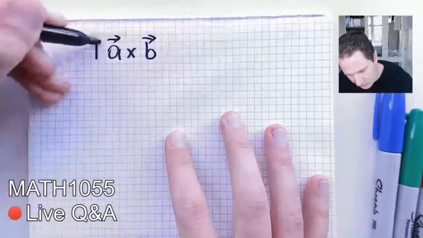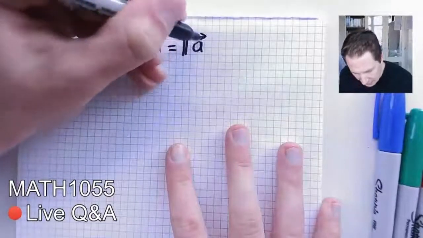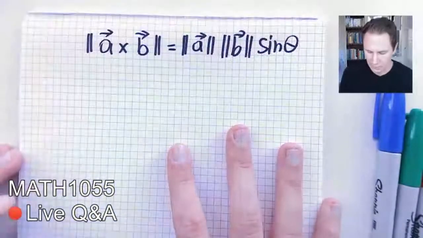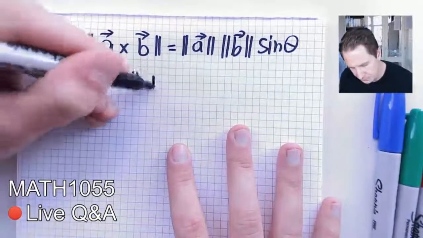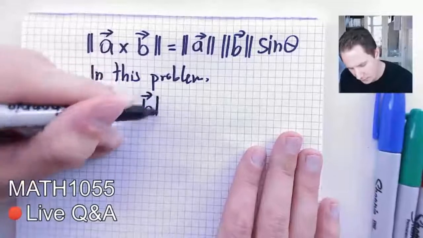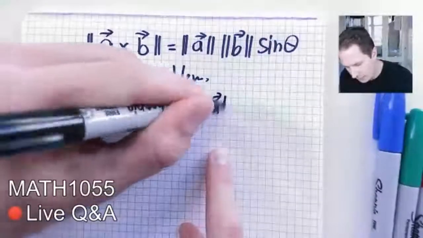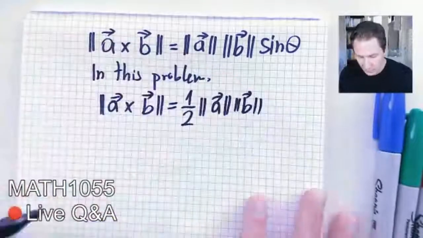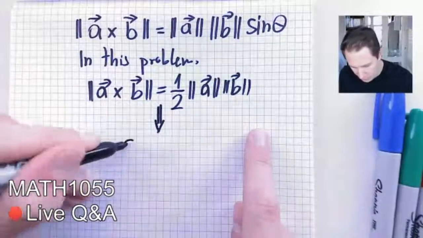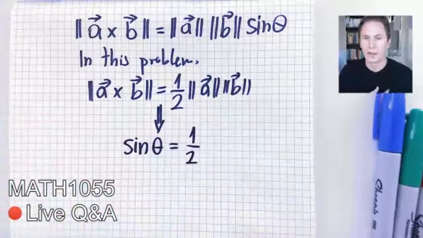So in general, the length of this vector that you get by taking the vector product of A and B should be equal to the length of A times the length of B times the sine of the angle between A and B. In this problem, we had A and B such that the length of their vector product was half of the length of A times the length of B. Meaning that if you compare the general formula with this specific relation, in this problem we have to have the sine of theta being equal to 1/2.